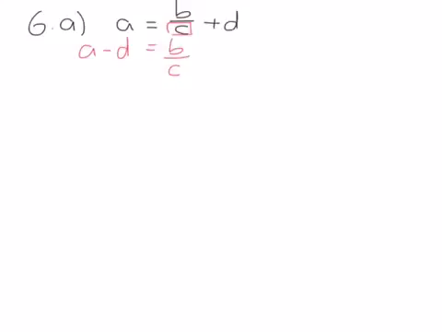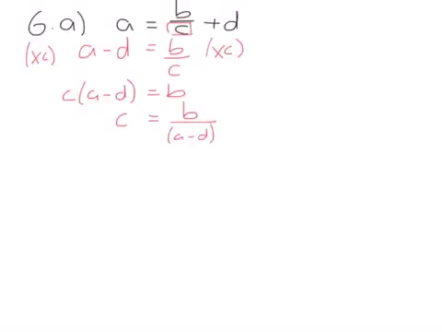Next thing we want to do is get rid of that fraction. So to get rid of that fraction, we have to multiply both sides by c. Then we'll have c times the bracket a minus d is just equal to b. Now for our last move, we want to get c on its own. On the left hand side we've got c multiplied by that bracket. So if we move that bracket to the other side, we'll get b divided by a minus d, which is just divided by the bracket.